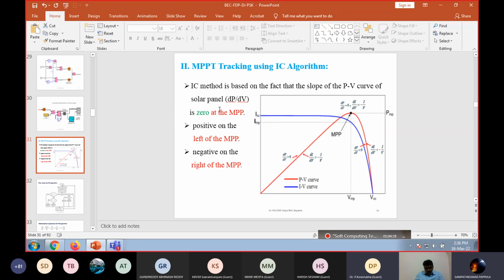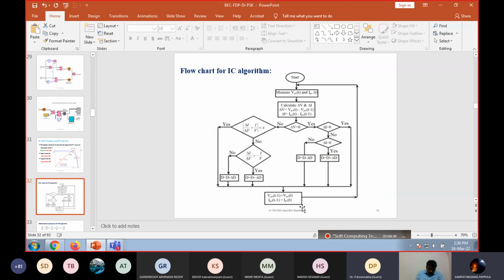Now we will see the MPPT tracking in the case of the incremental conductance algorithm, the IC method. Here the flow chart is like this. Start, measure the values of voltage and current, and calculate the values of delta V and delta I, that is, the changes in the voltage and current. If both are equal to zero, then we calculate that value as the maximum power and maximum current value.